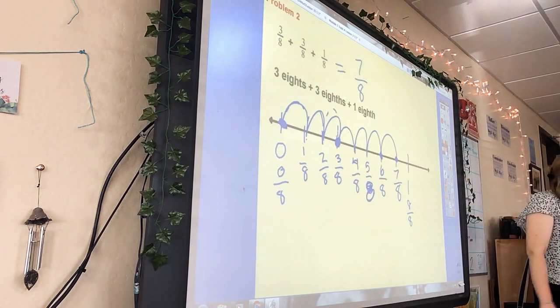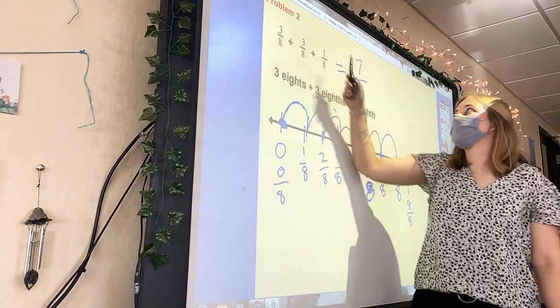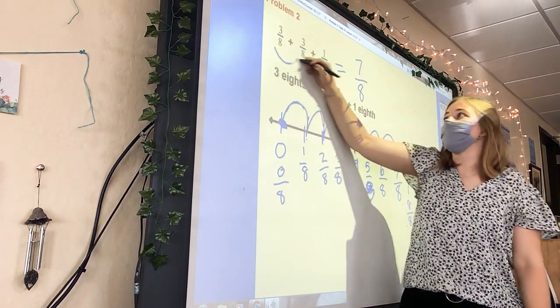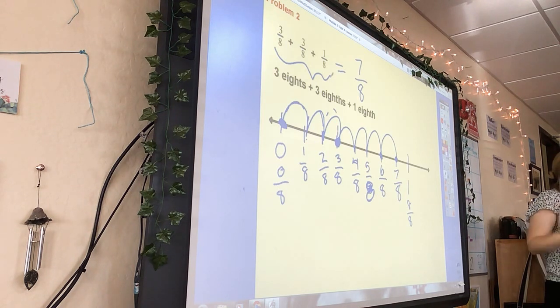And as always, the denominator stays the same, okay? So do you guys see now we're working with the sum, the answer to an addition problem, and like denominators. All the denominators are the same, okay? Whew. All right, now I'll take your questions. We'll do a couple together, and then we're going to move on.